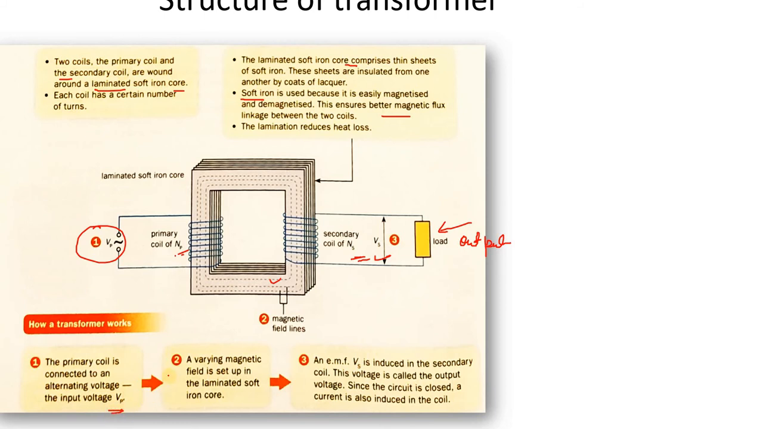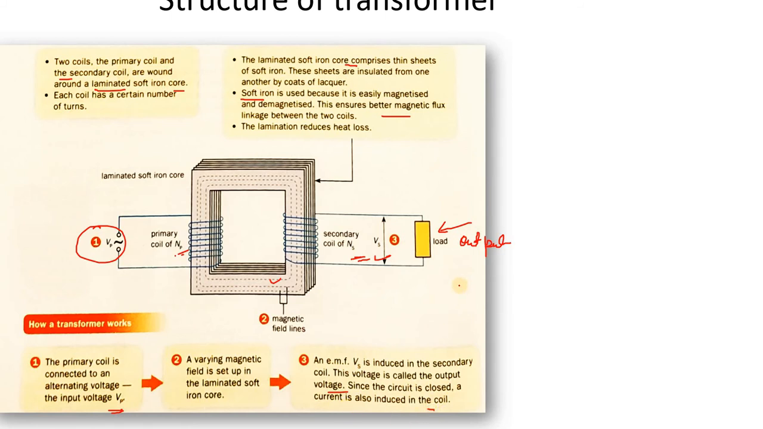Input Vp, a varying magnetic flux is generated in the soft iron core that induces the EMF in the secondary coil, and this voltage is called output voltage. Since the circuit is closed, obviously if induced EMF is generated, it will give you induced current.